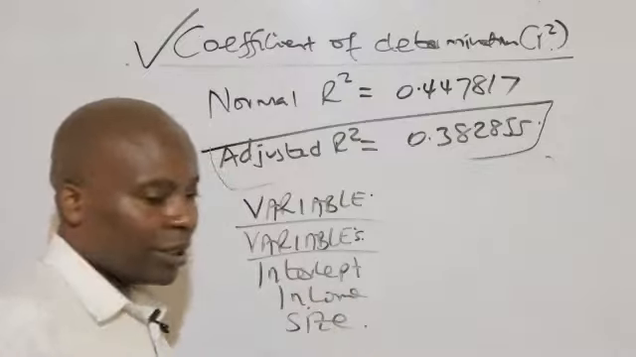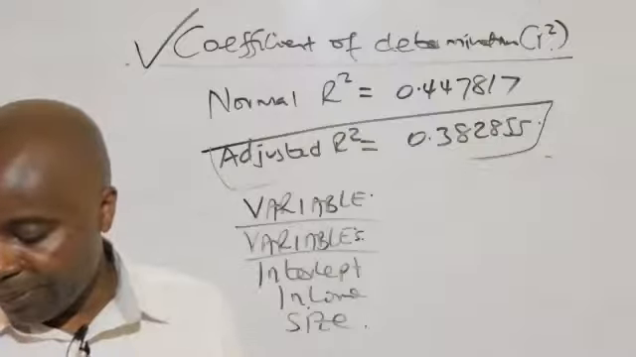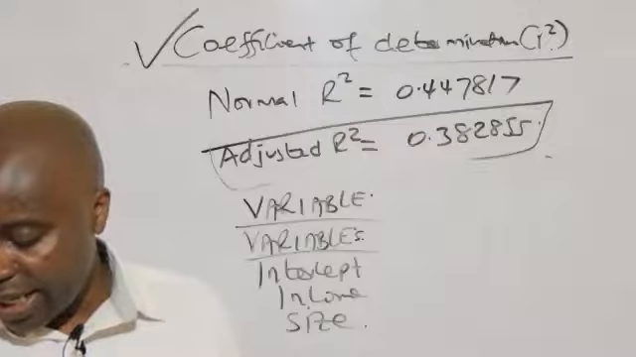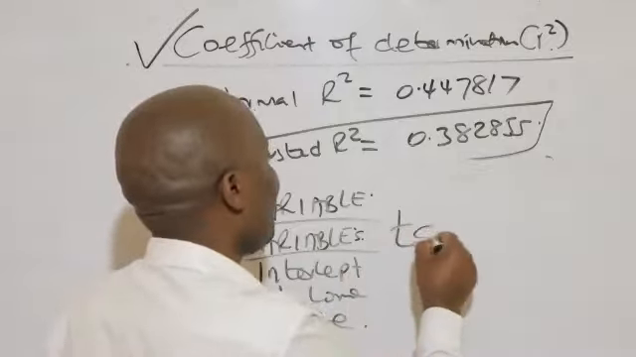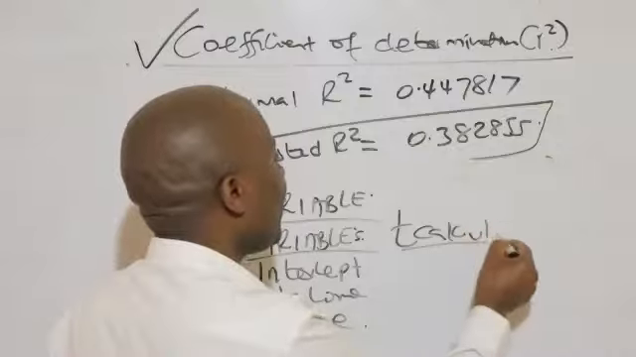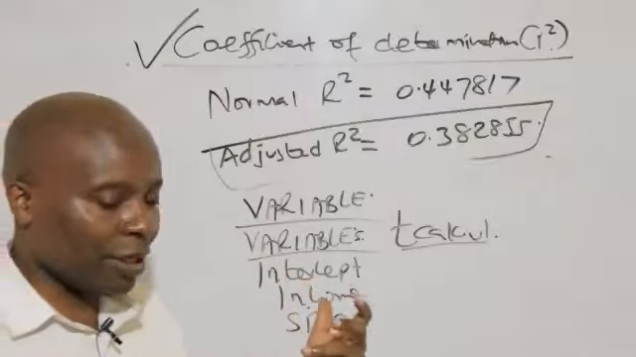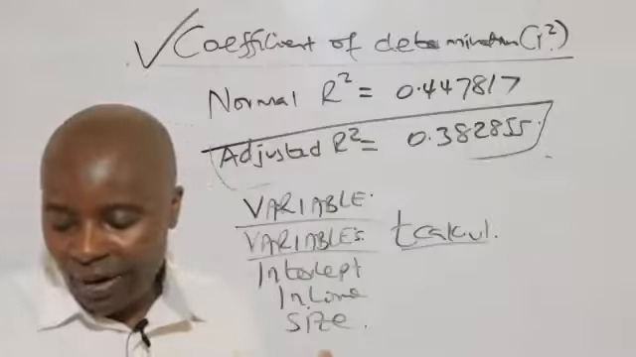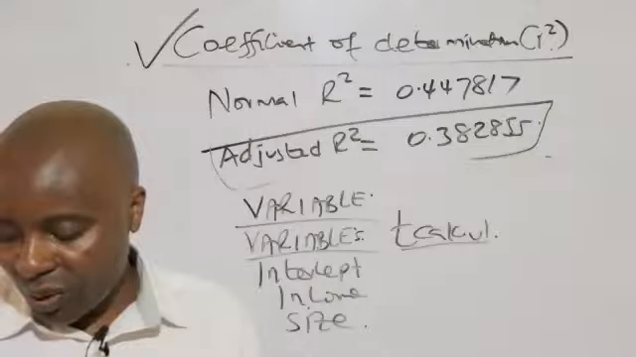So, ladies and gentlemen, if you look at this keenly, what I'm interested in is the T calculated. So I want someone to give me the T calculated here. How do I get the T calculated? To get the T calculated, you normally take the coefficient given, divided by the error. Give me the first T calculated.